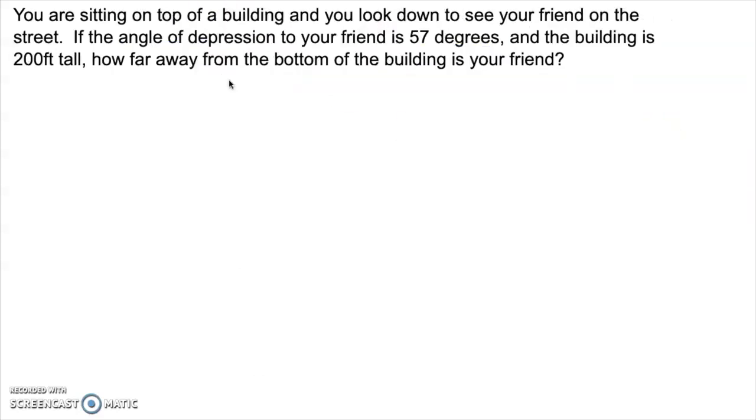Let's take a look at an angle of depression. So for this one, let's say we're on top of a building and we look down to see our friend on the street. If the angle of depression is 57 degrees and the building is 200 feet tall, how far away from the bottom of the building is your friend? Mathematically, all we really need to capture what's going on here is a triangle. But if you want to, draw a little building, we got some windows there and a door.